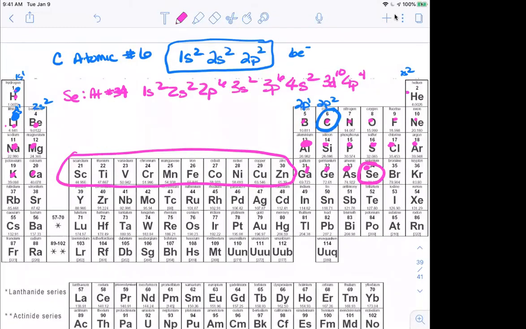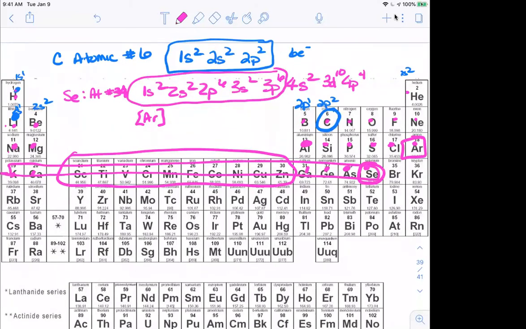I can use the noble gas for this, which is argon, and I can call it argon. And then, starting at this row, I have to do all of this after my noble gas. So notice that's going to be 4s2, 3d10, 4p4, and that would be the shorthand configuration.